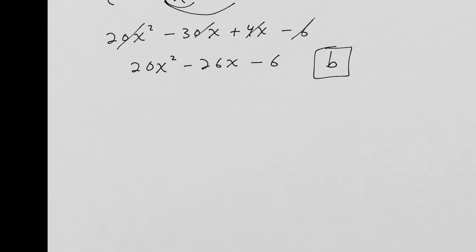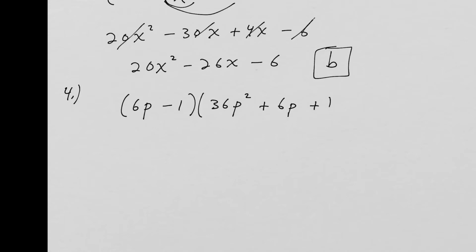Okay, 4. So now actually you're multiplying a binomial times a trinomial, right? So think of them as just two general polynomials you're multiplying together. So 6p minus 1 and then times 36p squared plus 6p plus 1. So again, how do we do this?